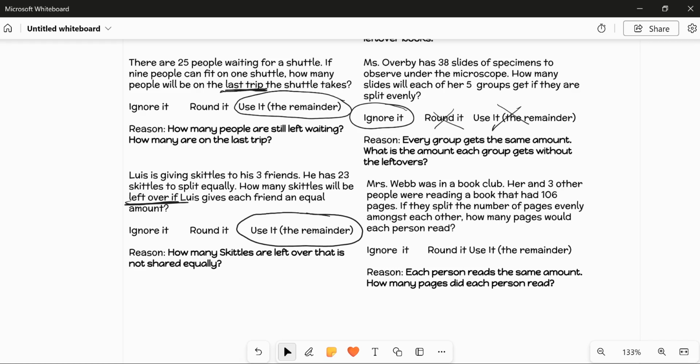In this case, we'll simply ignore the remainder because each person reads the same amount. And our question asks, how many pages did each person read?